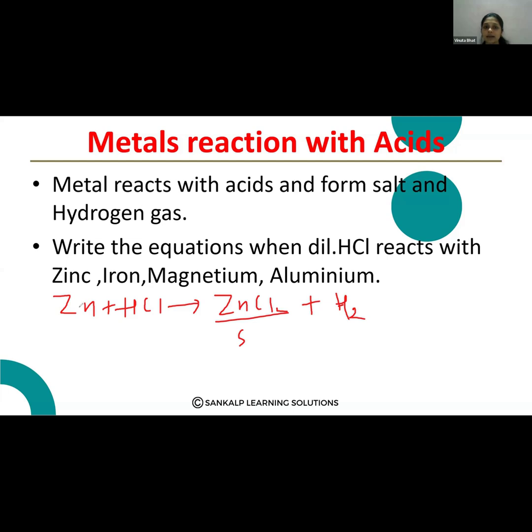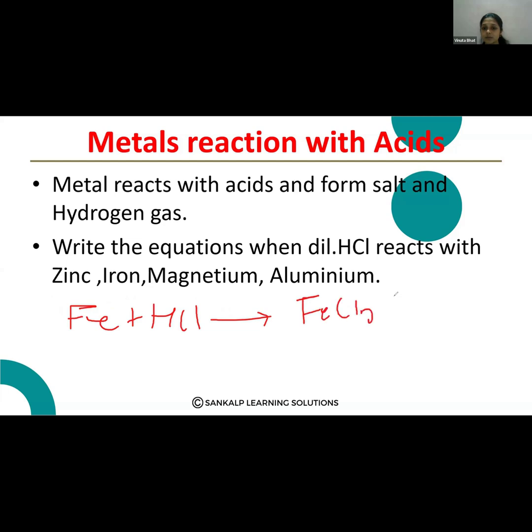And here also iron, Fe reacts with the HCl, which forms FeCl2 plus hydrogen gas. Aluminium, Al reacts with the HCl, which forms AlCl3, aluminium chloride. So like this, they form the salt and hydrogen gas.